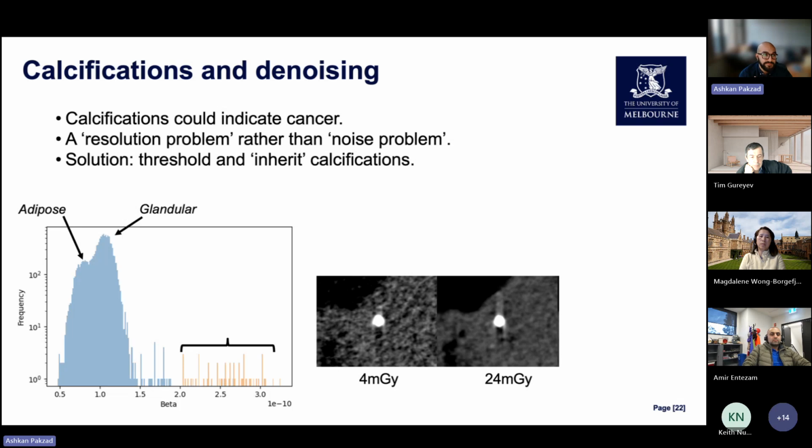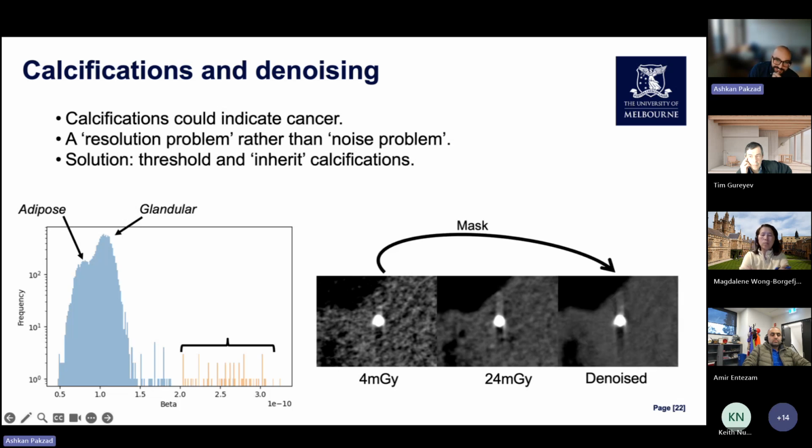And looking at the histogram, this should say calcifications. That's why I was just curious what's going on there. We can see how the calcification's absorption is just so high compared to the rest of the breast tissue that it's not really a noise problem, but more of a resolution problem. And so the solution here is just to threshold those calcifications and let your denoised images inherit it.